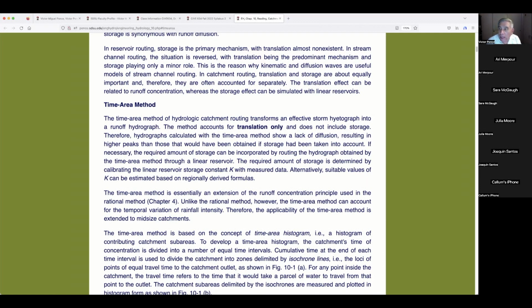All the time area methods exaggerate the response. The wider the basin, the larger the basin, the more exaggerated the response is. Why? Because the larger the basin, the more diffusion you're going to have. And the time area method does not have any way of producing that diffusion, right? So the time area method should be used with caution. Anytime we use the time area method by itself, it will always exaggerate the flow.